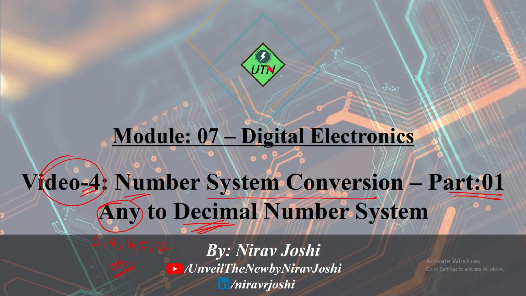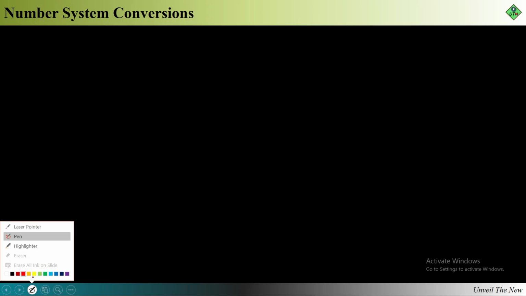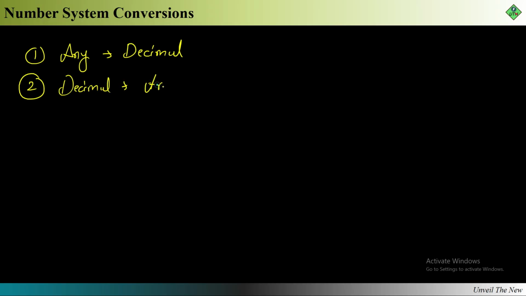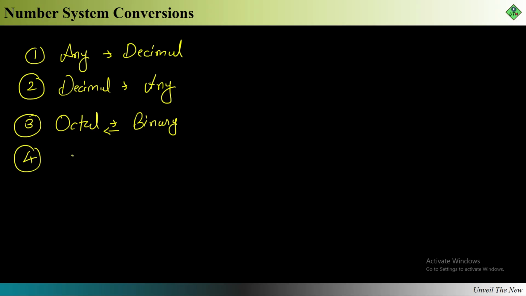So basically, I have divided the whole number system conversion topic into 5 groups. Group number 1 is this video, in which we are going to do the conversion from any number system to the decimal number system. In the second video, or group 2, we are going to do the reverse: decimal to any number system. In the third group we will deal with octal to binary and vice versa, binary to octal. In the fourth group we will do hexadecimal to binary and vice versa, binary to hexadecimal.